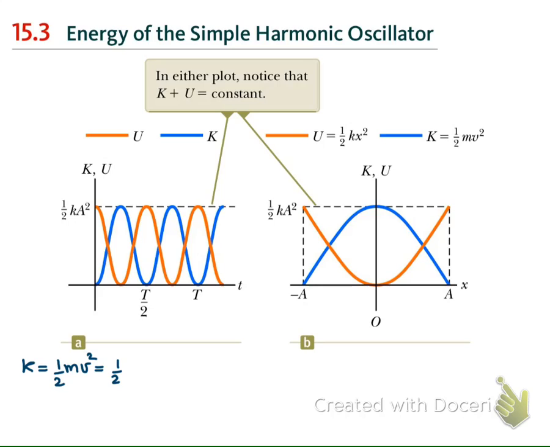of m omega squared A squared sine squared of omega t plus phi. Okay, so this is the formula of the kinetic energy.